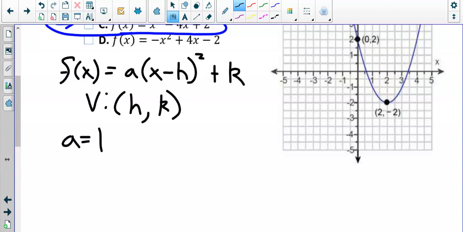Okay? So first, let's look at our picture. Up here, who is the vertex? 2 comma negative 2. Good. All right. So 2 comma negative 2. This is h. This is the k. You already know what a is. So all we got to do is plug in. Okay?